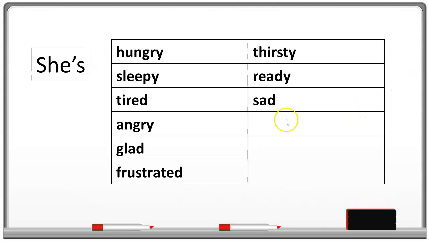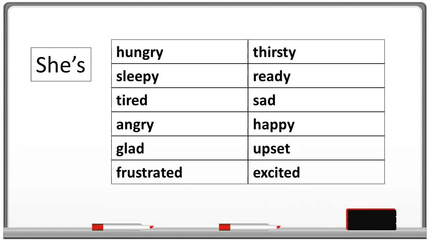Sad. Again, notice the vowel sound. Sad. What's the matter? She's sad. Happy. Notice the pronunciation of the H. Happy. She's happy. Upset. This is like mad, angry, right? Something's bothering her. She's upset. What's wrong? She's upset.